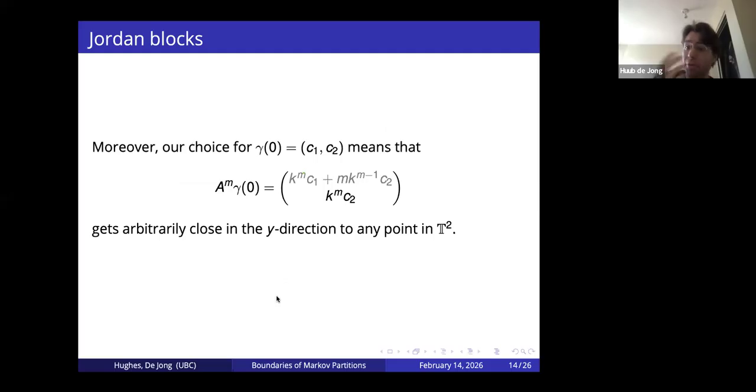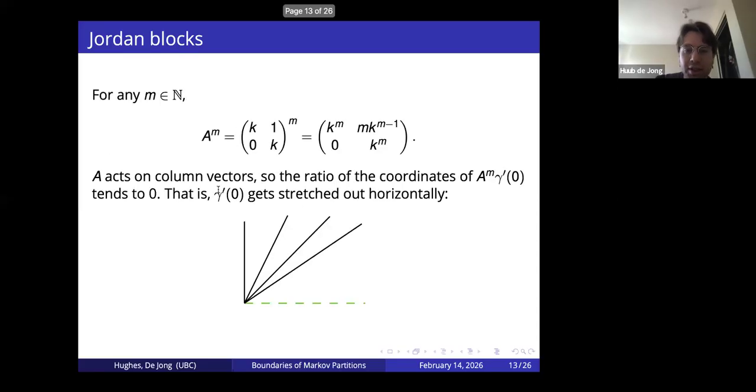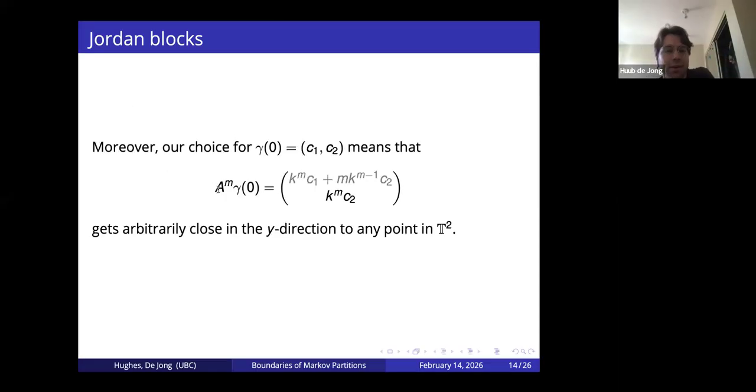Also, because we chose our y coordinate to have a dense orbit on the circle, if we iterate our matrix on this base point, we get a dense y coordinate. Essentially, this stretching out gives us the ability to approximate any x coordinate that we want for any point in the torus, and our choice of base point gives us the ability to approximate any y coordinate. So if I take my iterate of the matrix to be big enough, then I can get very close to any point.